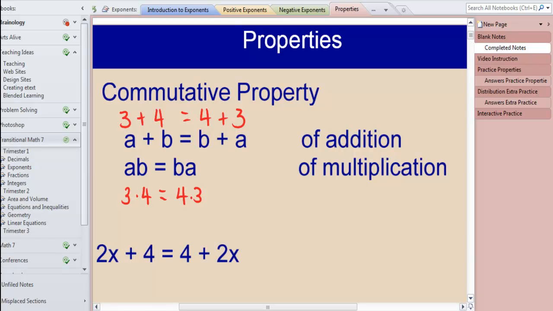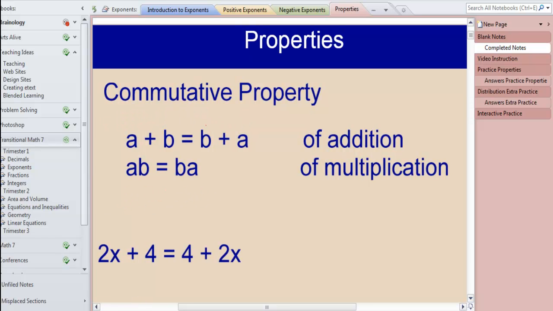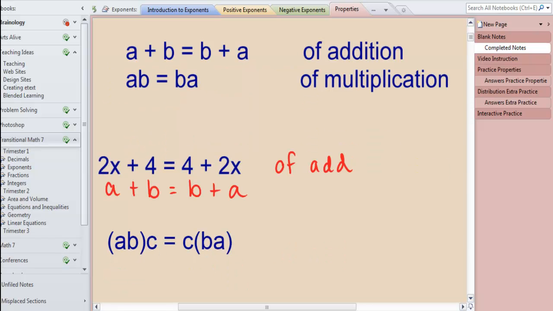If we start throwing in variables, we have 2x plus 4 equals 4 plus 2x. In this case, we have the commutative property of addition, and 2x would be our A, and 4 would be our B. Example, A times B times C equals C times B times A. Notice what happened here is that the order of A, B, and C changes. So I'm saying that A, B, and C being multiplied together can be multiplied together in whatever order I want.